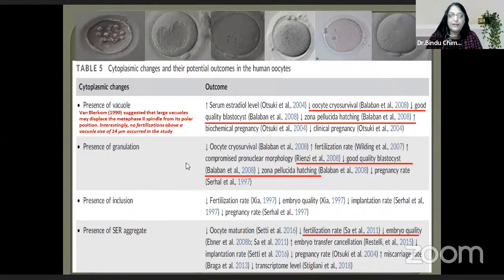Then the presence of granulation, again, as can be seen here in the second figure, there is a lot of central granulation. So this signifies in terms of maturation that the cytoplasmic maturation is not yet complete.